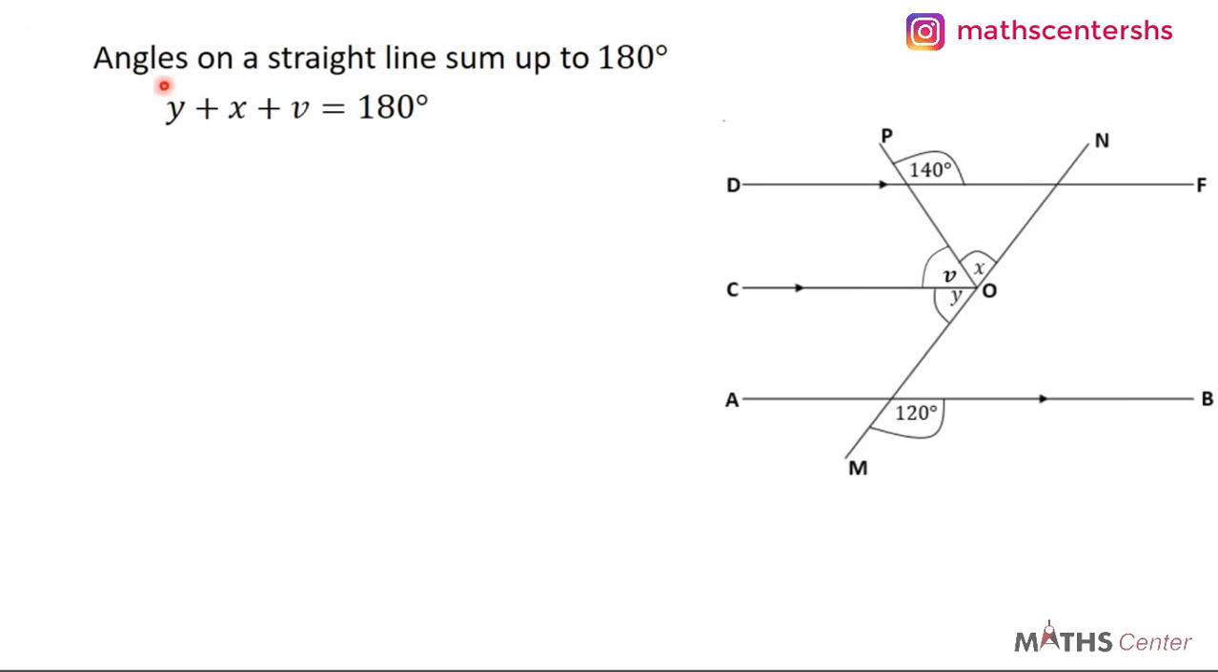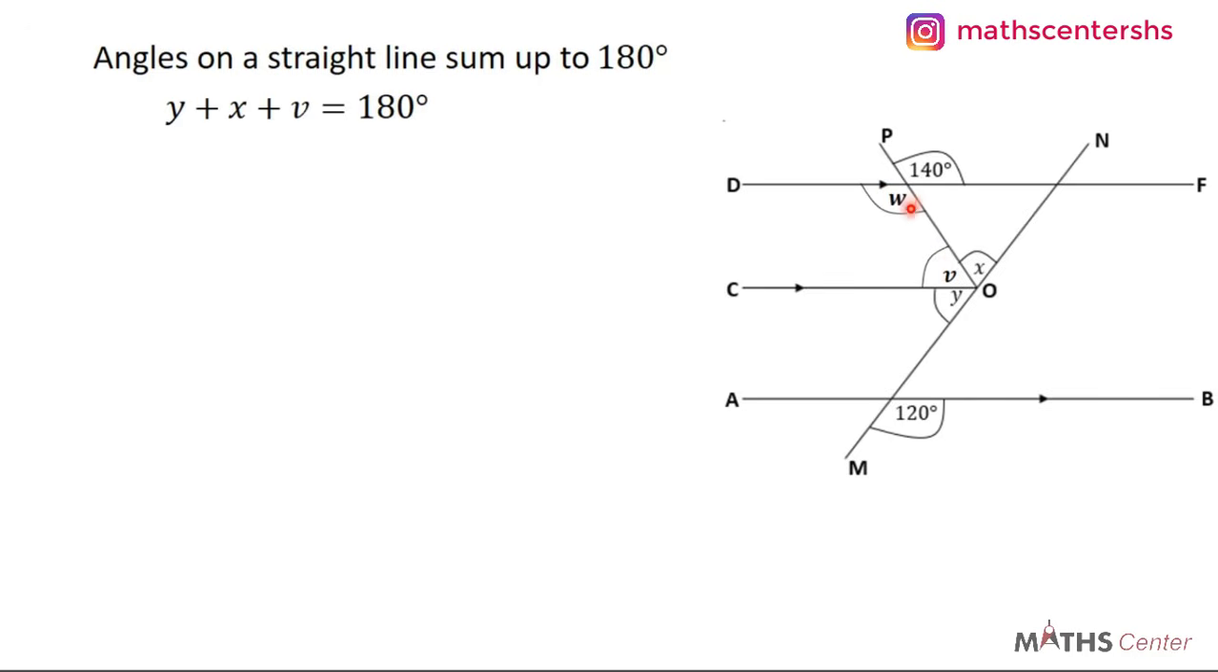Angles on a straight line add up to 180 degrees. So y plus x plus v will give me 180 degrees. This is what I want to use. I already know y. X is what I want to find, so I have to find v. If I find v, I'll be able to find x, since that will be the only variable left. Now to find v, I want to use the property of co-interior. So v and this side here are co-interior.